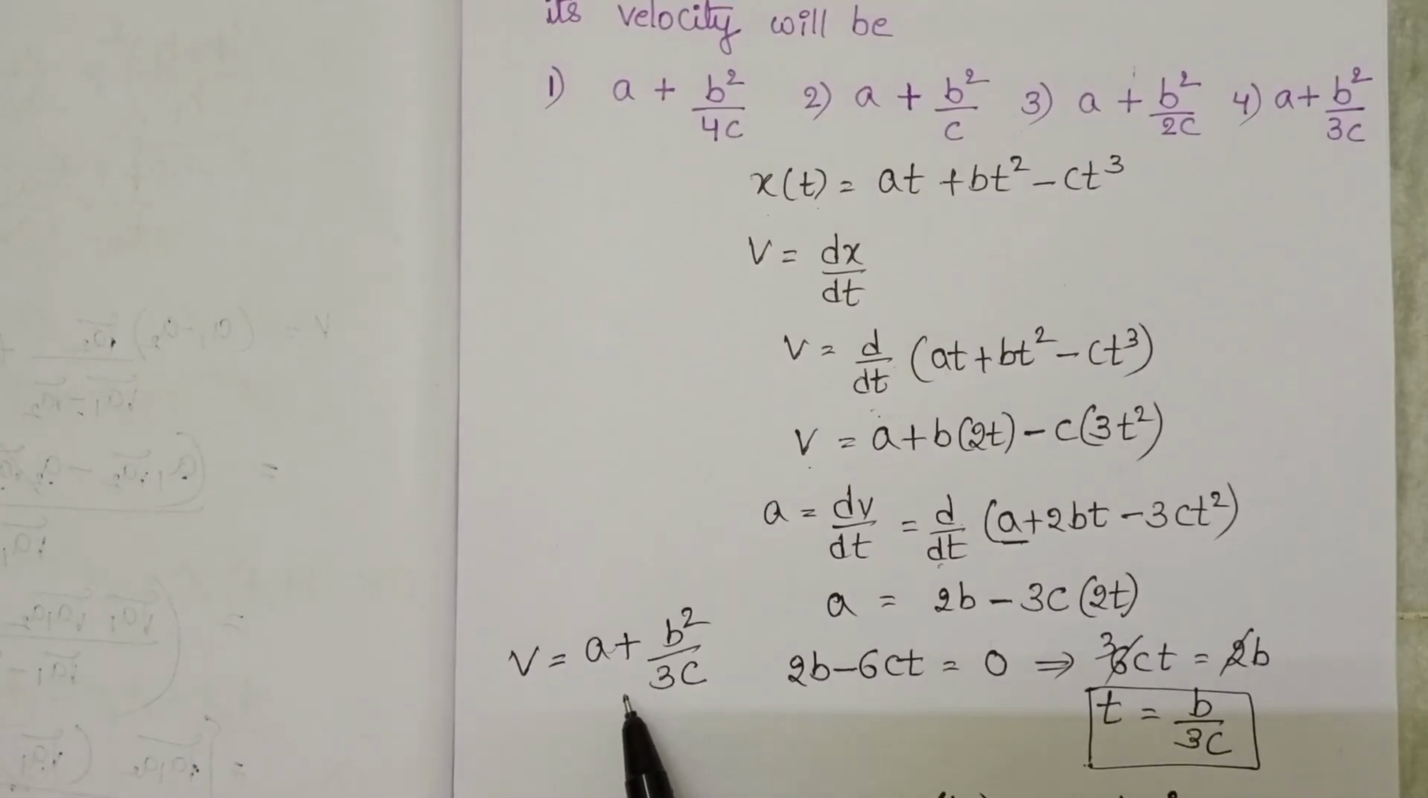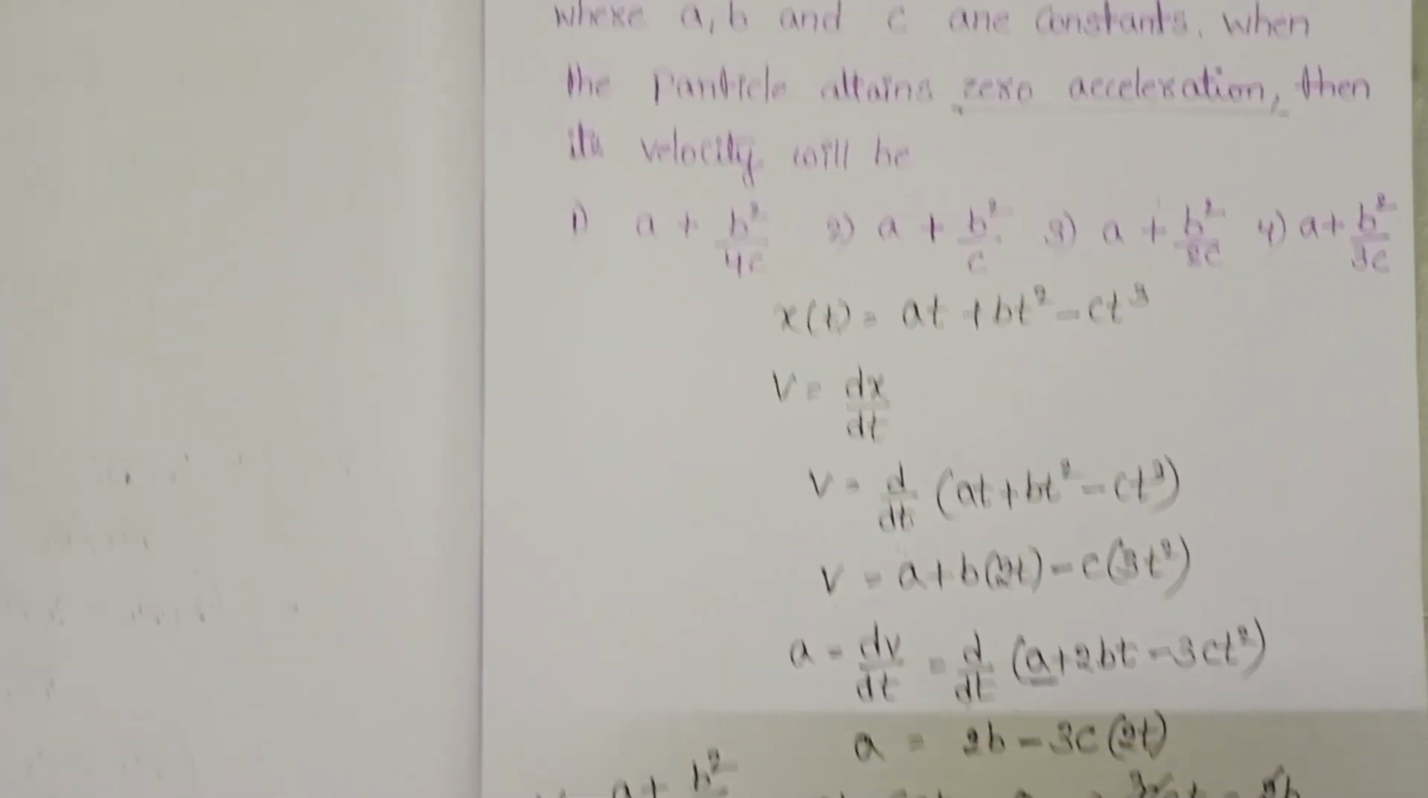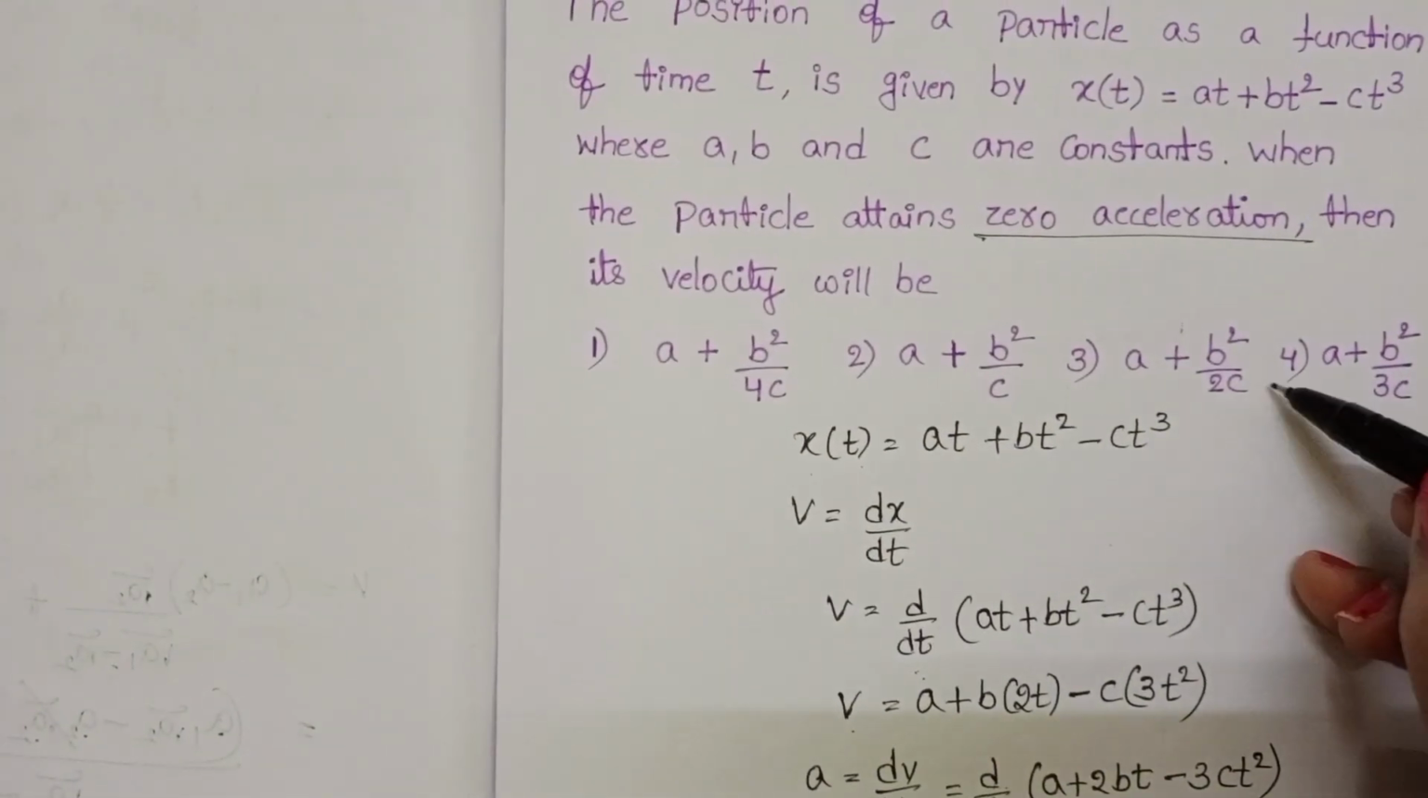When acceleration is equal to 0, the velocity of the particle is a plus b squared by 3c. The fourth option is correct.